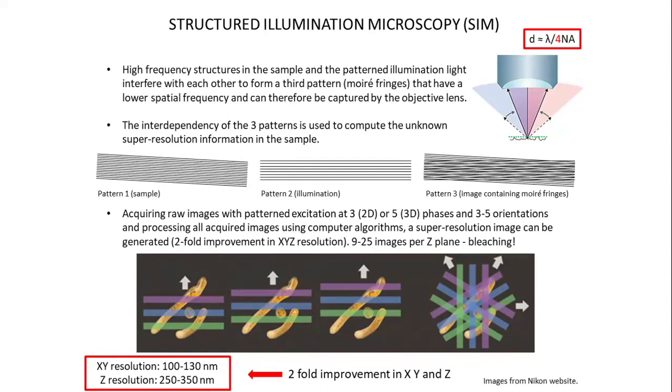But in the end, you get the resolution improvement. So we're down by a factor of 2 over the regular microscope. So this is real, genuine super resolution. And it works in 3D, so we can get a factor of 2 in Z as well. So we've got 2-fold improvement in X, Y, and Z.